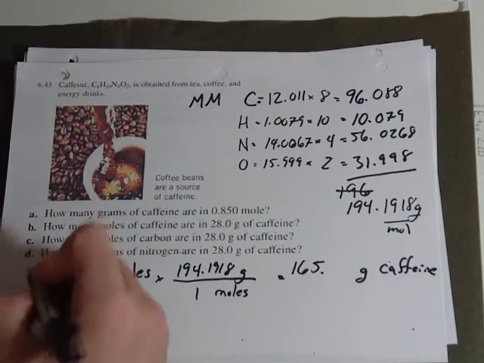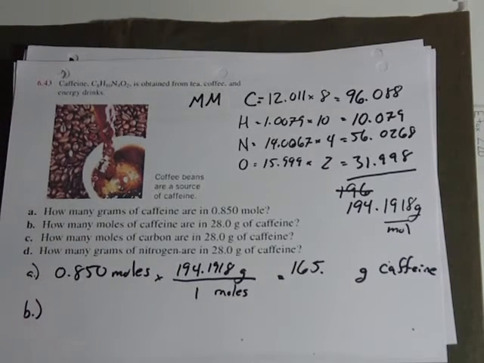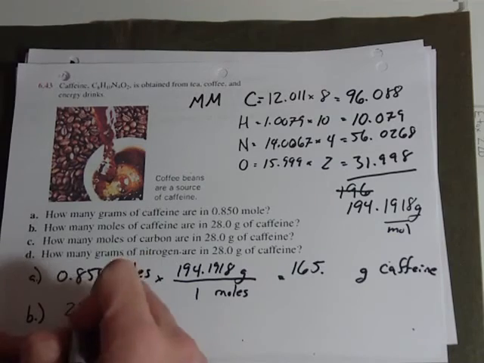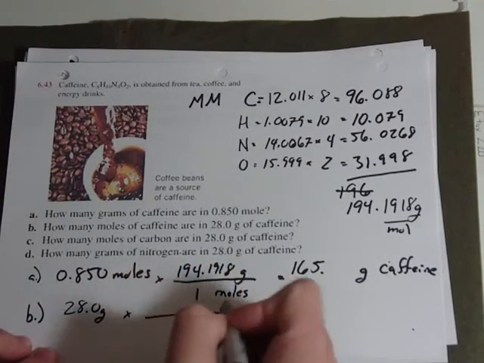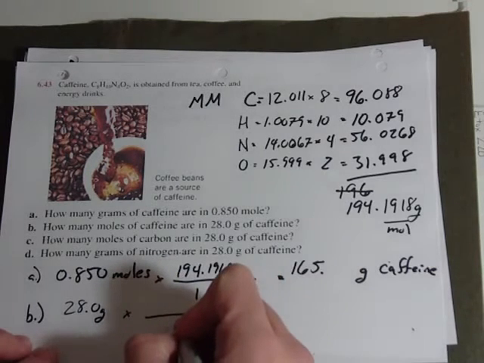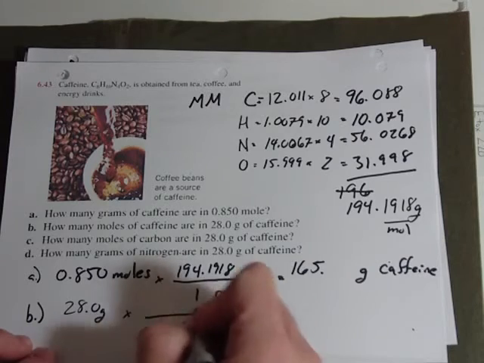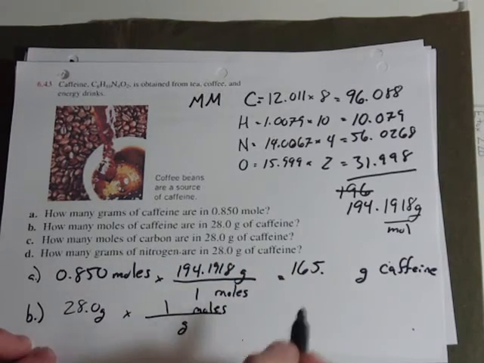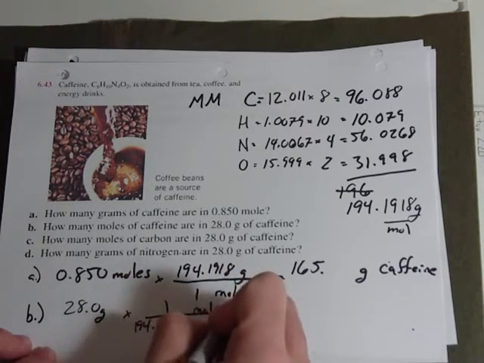And so we can report 3 significant figures. And then in B, it's asking how many moles of caffeine are in 28 grams of caffeine. Here we're starting off with 28.0 grams of caffeine. We want to go into moles, so we want our grams to cancel out, and we want moles to be left over, and we're just going to use the inverse now. So 1 mole has a mass of 194.1918.